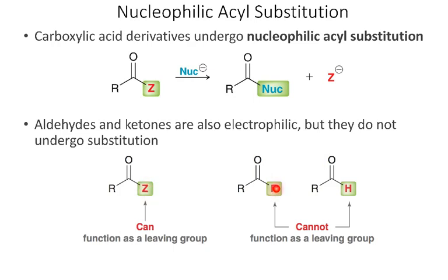In the case of aldehydes and ketones, where rather than having some heteroatom here, we have either a carbon or a hydrogen, C minus and H minus are terrible leaving groups. They're incredibly unstable. And so we don't see these reactions in aldehydes and ketones, but we do see them in the case of carboxylic acid derivatives, where this Z group is a much better leaving group than either a carbon or a hydrogen.